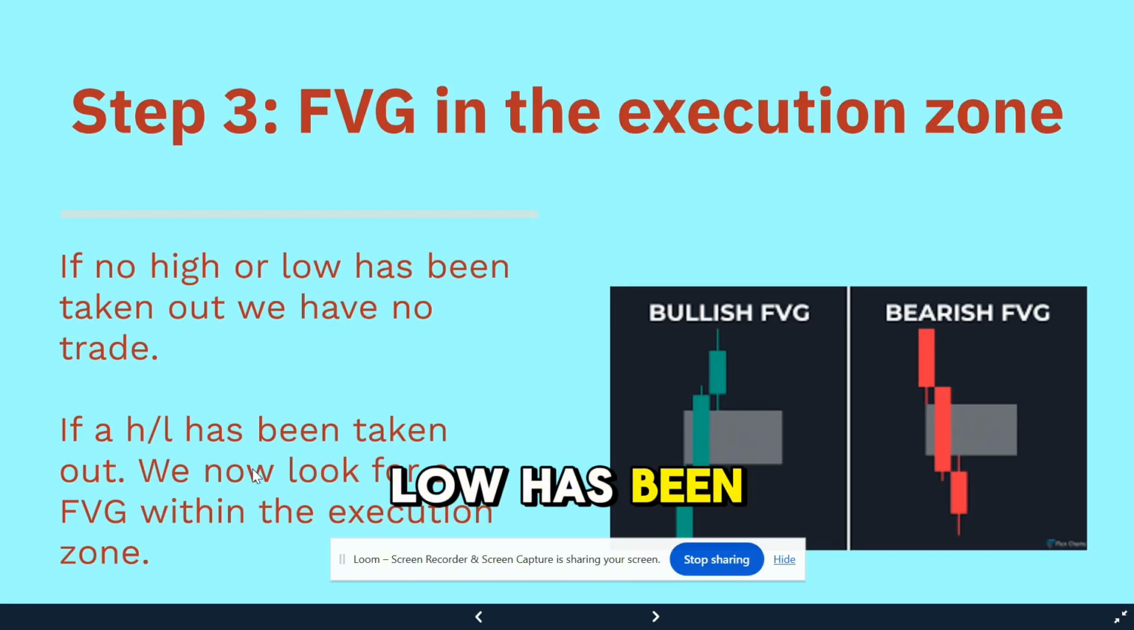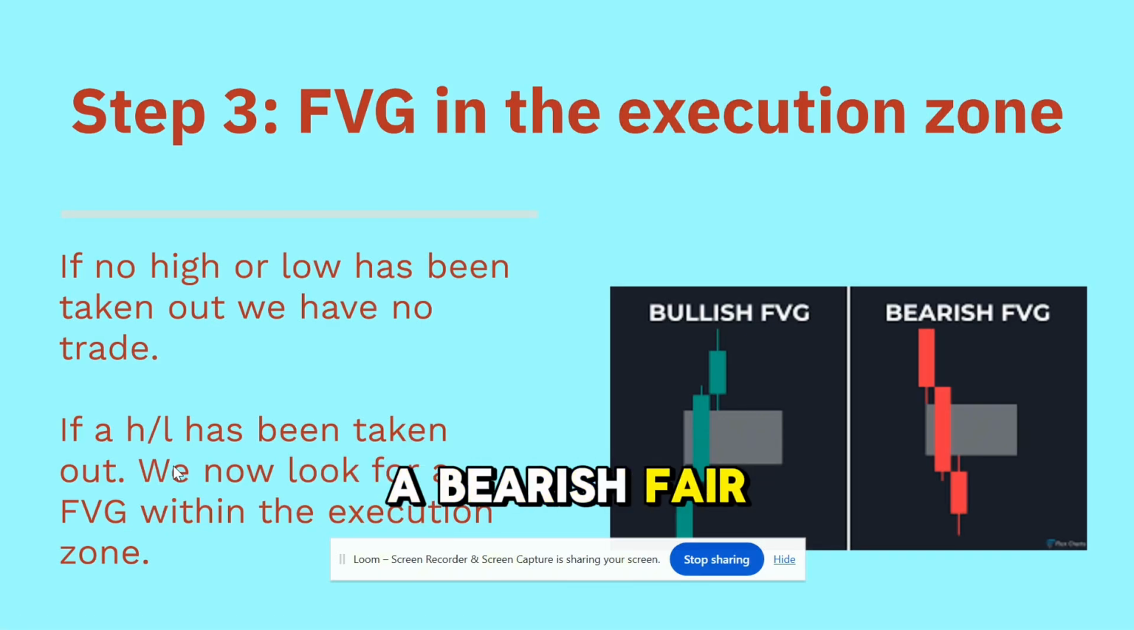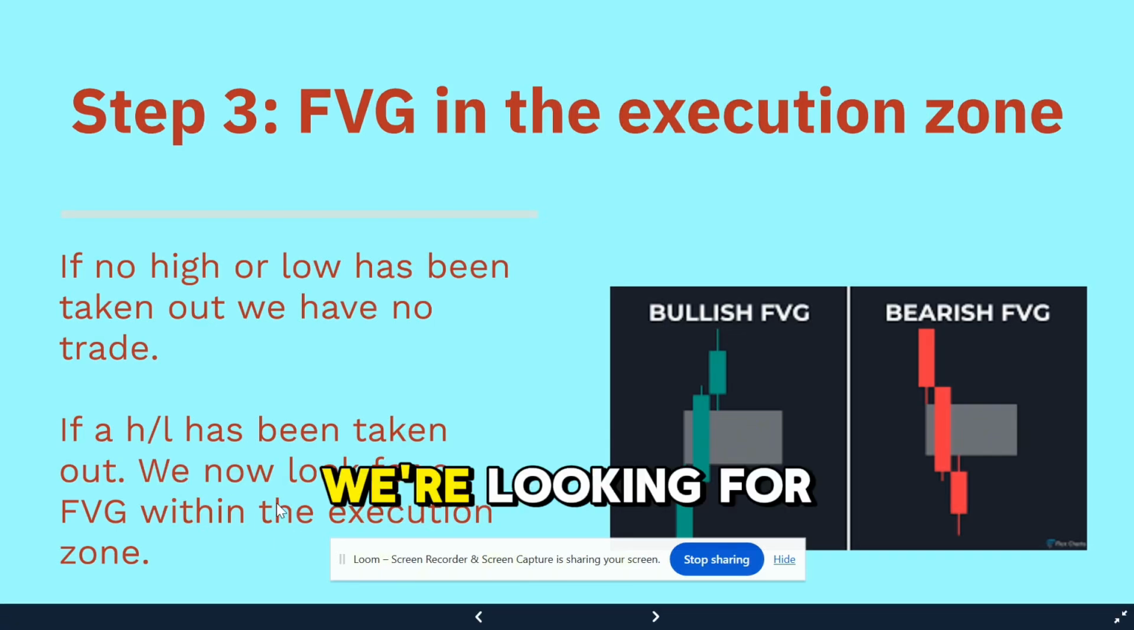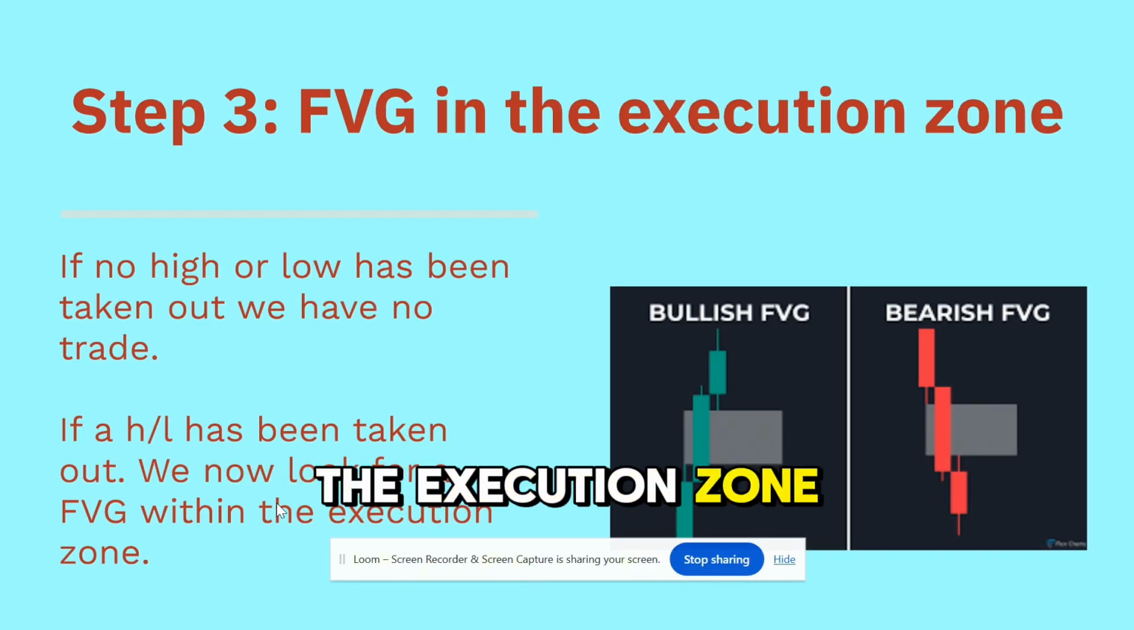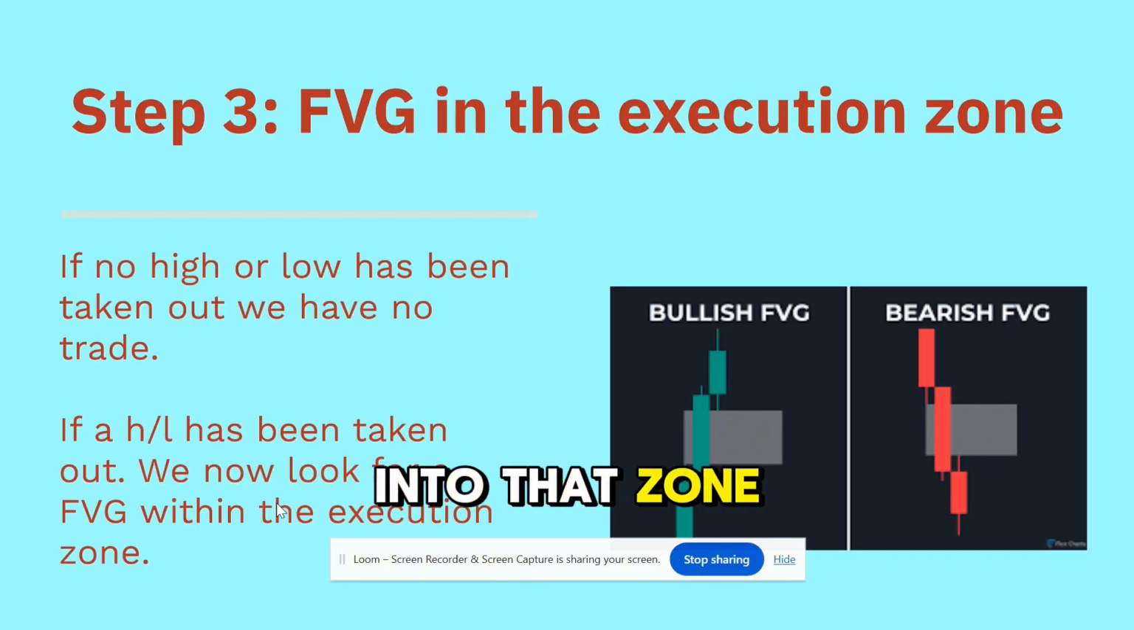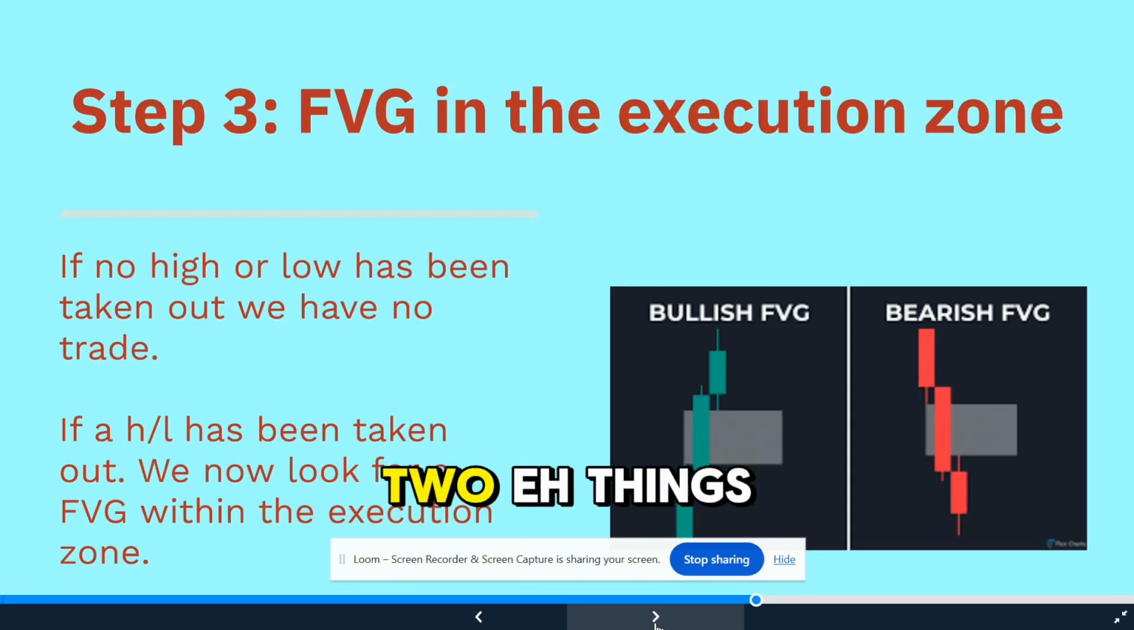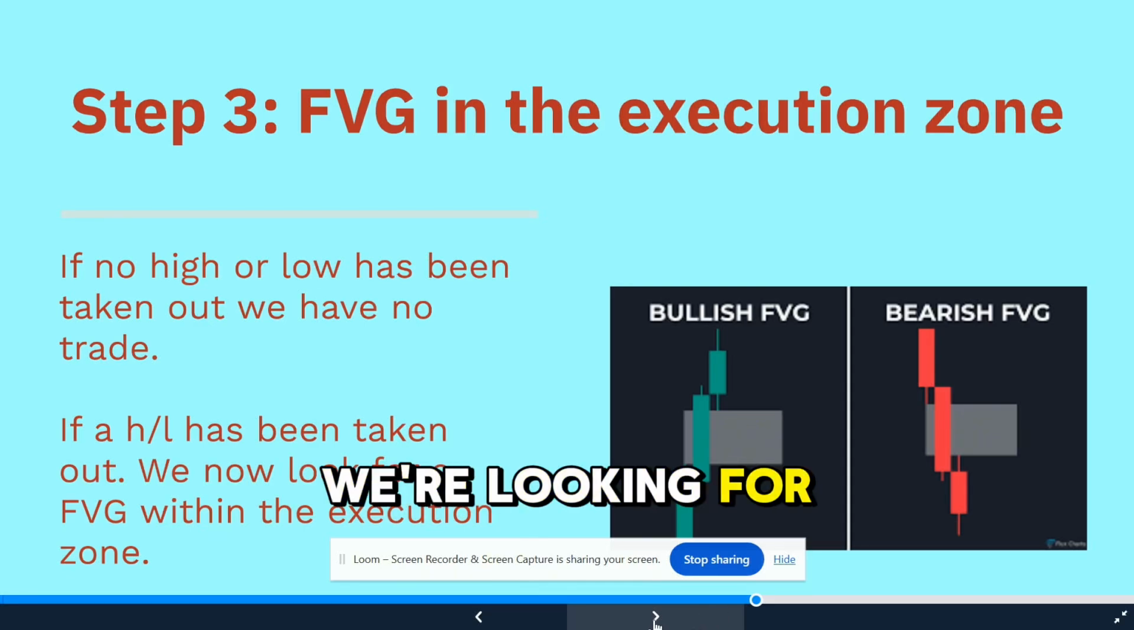But if a high or low has been taken out, we now look for a fair value gap within the execution zone. If the high's been taken out, we're looking for a bearish fair value gap in the execution zone, so the liquidity is taken at the top and it comes back down, retraces into the fair value gap, and then we're looking for it to come down. If the low is taken out, we're looking for a bullish fair value gap in the execution zone, for it to retrace back into the fair value gap and then go up from there. So those are the two things we're looking for in the execution zone.